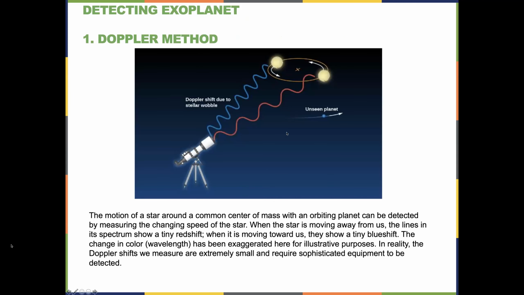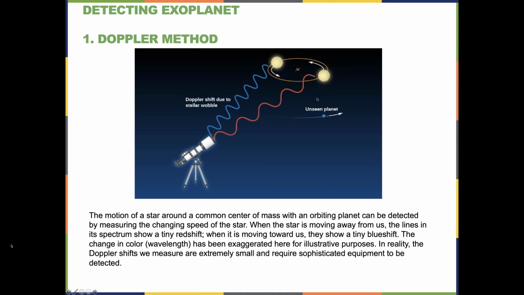Now, this is what I have mentioned. Here is a planet, an unseen planet, and due to this planet, the star will wobble around like this, right? Basically, the motion of the star is around the common center of mass, because let's say the star is huge and there is a small planet here, and then there will be a center of mass of these two systems close to the star, right? So the star will move around that center of mass, right?